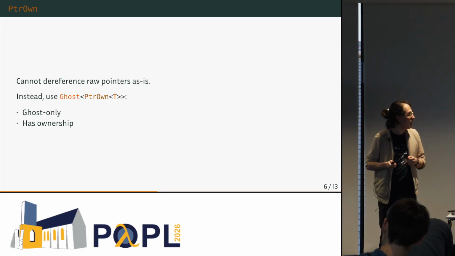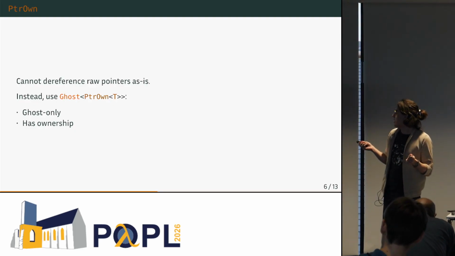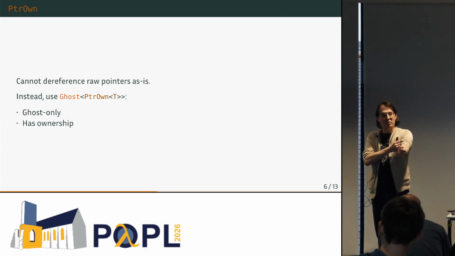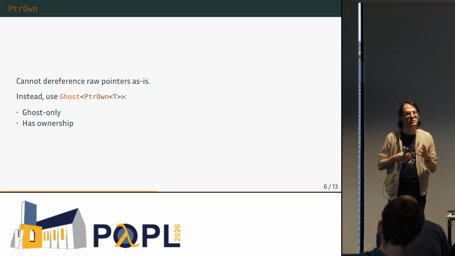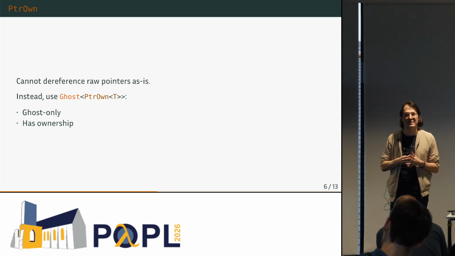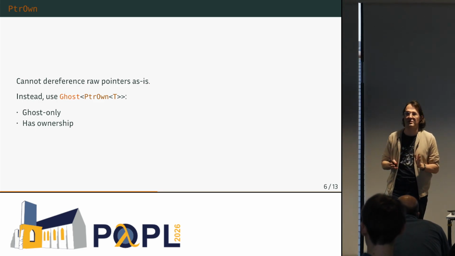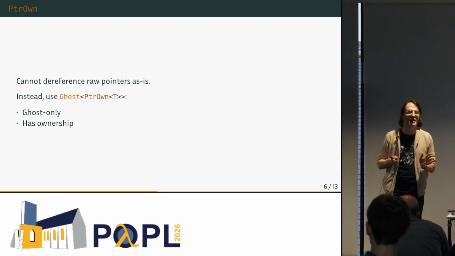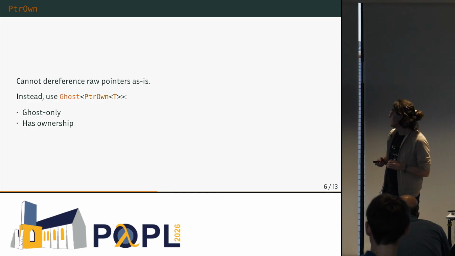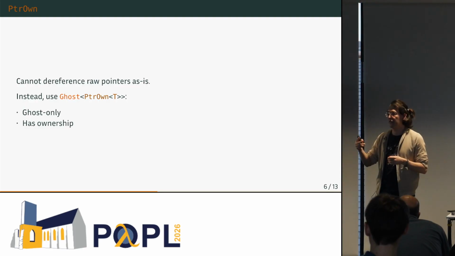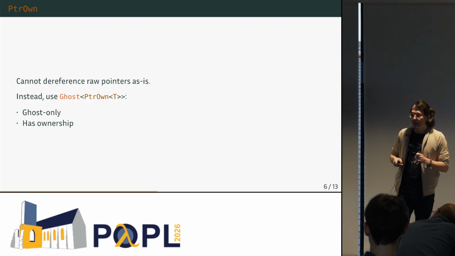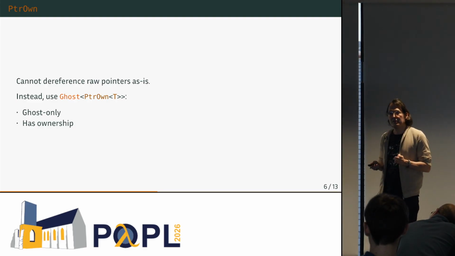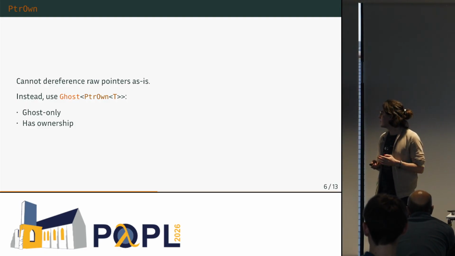So, pointers. To get our guarantees, we cannot use pointers as is, because we just said that they introduce a lot of aliasing and mutation at the same time, so that's not possible. So you cannot dereference pointers. If you do that, the tool will just yell at you. Instead, you use this composed type, which is composed of a ghost and then the permission. And the first part will be about erasing this object from the normal code, so that it does not incur overhead.